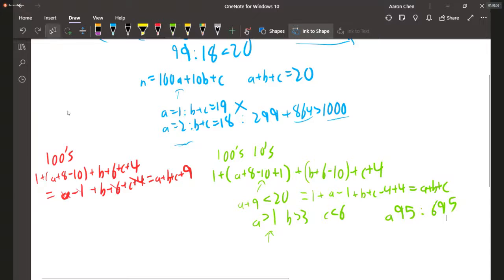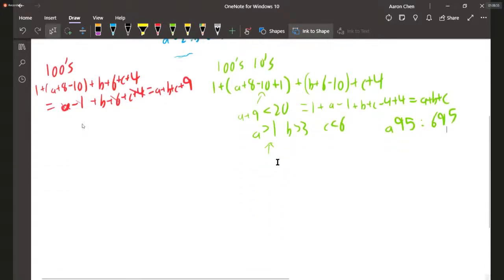All right. And now let's go on to the next case. In this case, the 100th digit and the 1th digit carry. And so once again, this is 1 for the 1000th digit. The 100th digit is a plus 8 minus 10. The 10th digit is b plus 6 plus 1. And the unit digit is c plus 4 minus 10.